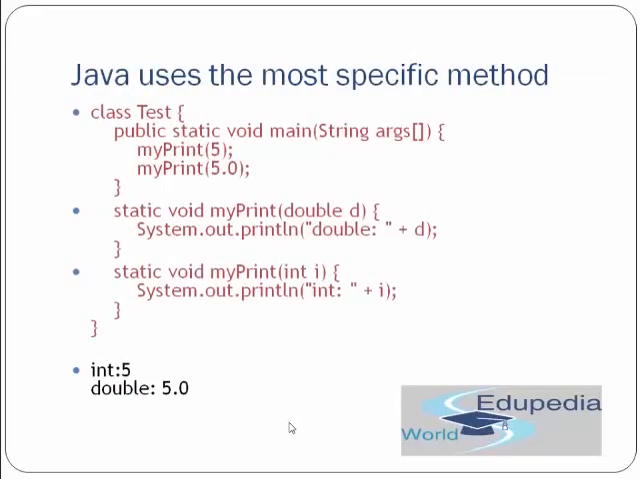Then Java uses the most specific method. Let's say we have a class Test, and then a method public static void main. In the main method, we are calling two of the methods. One has input 5 and the other 5.0. When we call myprint with 5, the method that has a parameter of int will be called, and when we call it with 5.0, the double one will be called. So it actually tries to match the data type. If it finds the same data type, that's the first preference, so it will call that one.